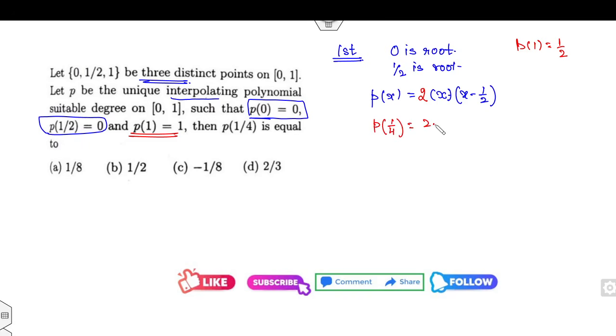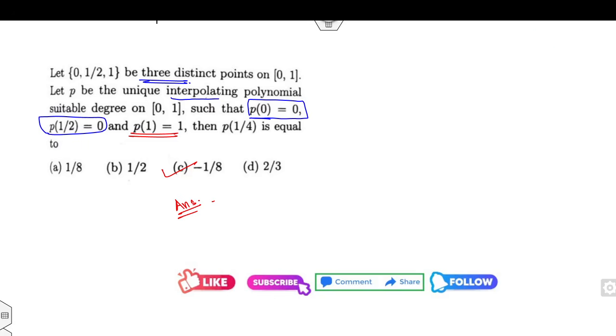Now you can find the value of p of 1 by 4. So that will be 2 times 1 by 4 minus 1 over 4, so minus 1 over 8 is the right answer of this problem. This is the way you can think about the problem and get the answer in a simple manner. But if you don't think about the roots, then you can always start with interpolation.